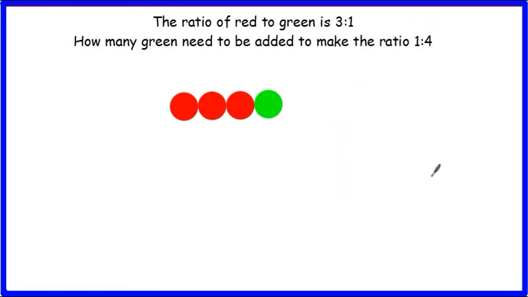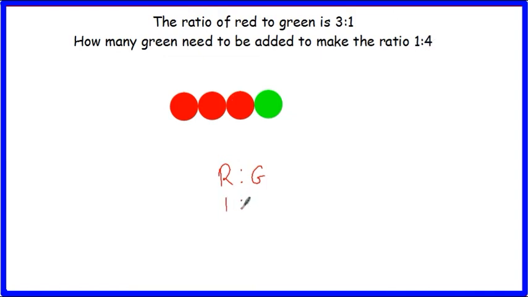Okay, I think this is really different. The ratio of red to green is 3 to 1. How many green need to be added to make the ratio 1 to 4? Okay, so I've got red to green, and I can see that's 3 to 1. I want to make it 1 to 4.